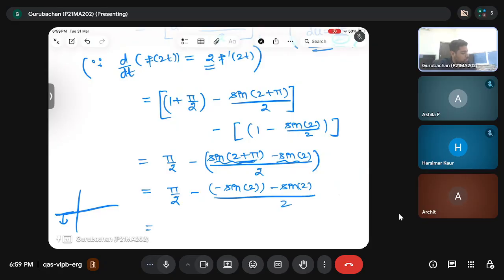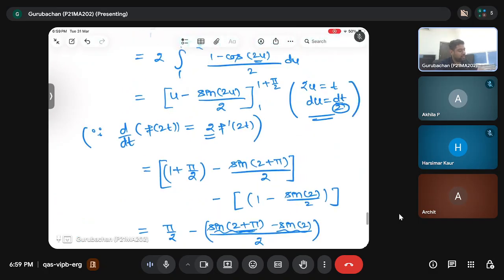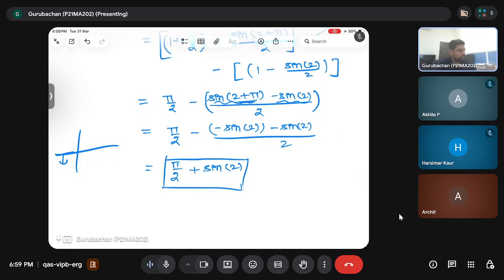So you don't need to follow that sine C minus sine D formula. So this will be plus sine 2. Is it clear? Yes, sir. Now you can clearly see that you don't need to go for the back substitution, as you have updated the limits, and you just got your correct answer in terms of a real number. So this is a different flavor from the indefinite integral.